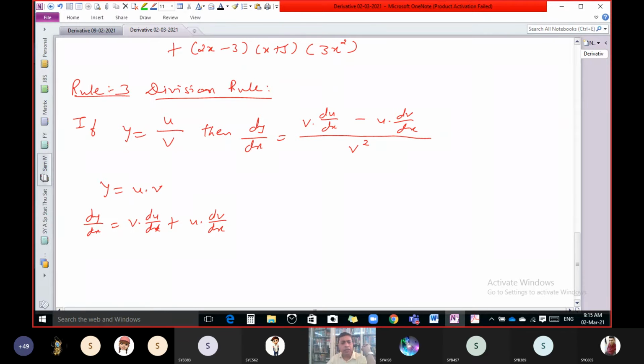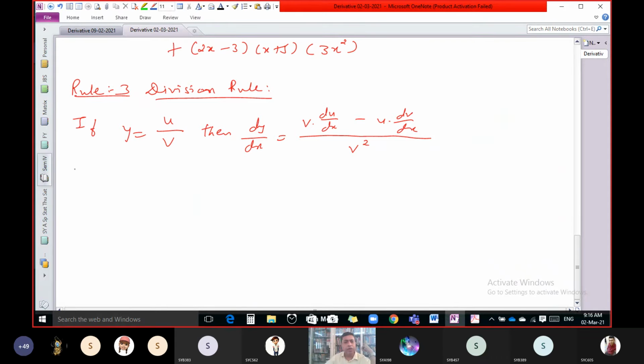But if instead of multiplication division is there, then compulsorily you have to write v first and then differentiate u. Then instead of plus sign you have to write minus sign, then v as it is, and derivative of u, divided by v square. Only this thing you have to do. So compulsorily write v first, then derivative of u minus u derivative of v upon v square. So this is the way to learn this result.